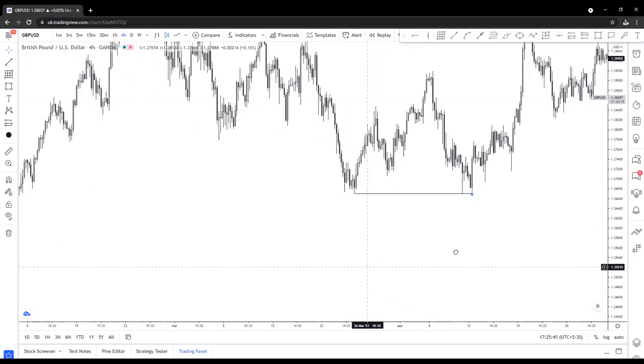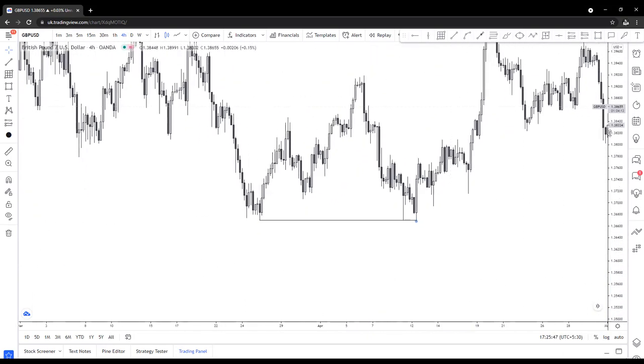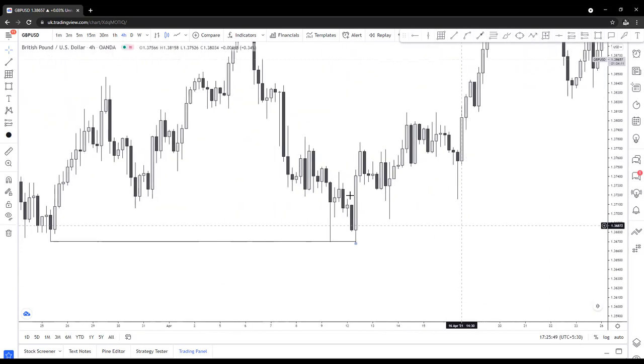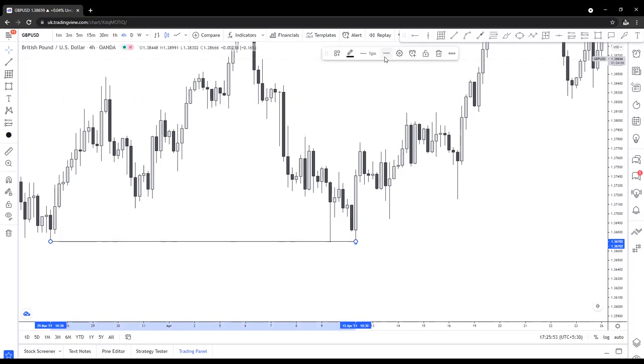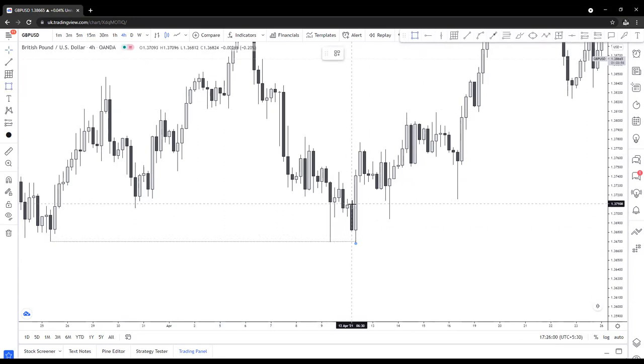Now, on the 4 hour, we can see order flow right here. Came back down, took out liquidity from both of these lows. And then you see this order block right here. That got mitigated.